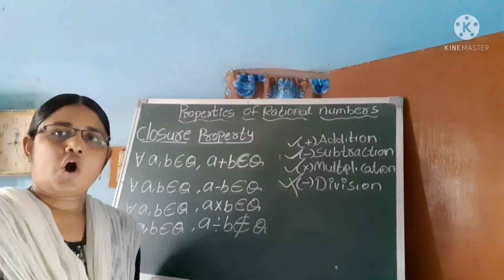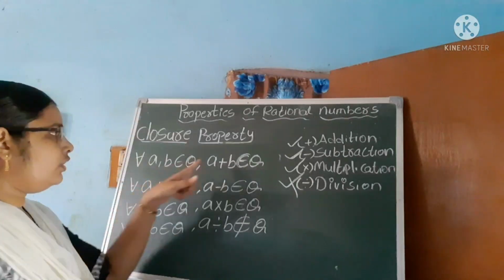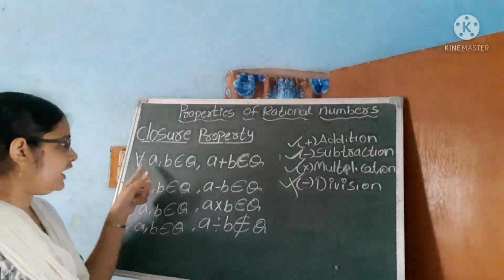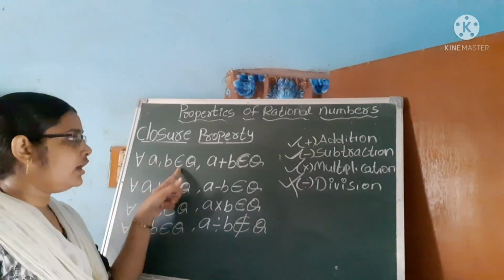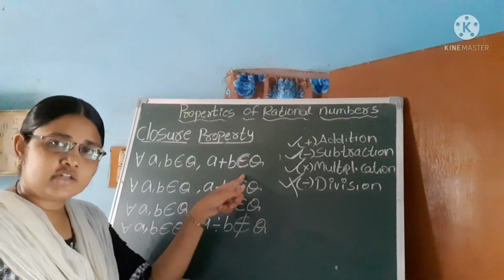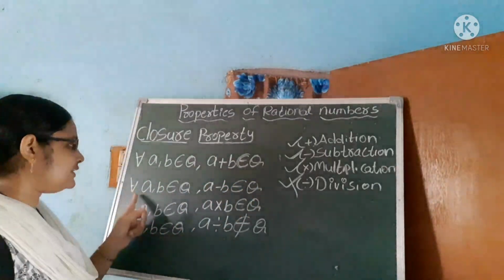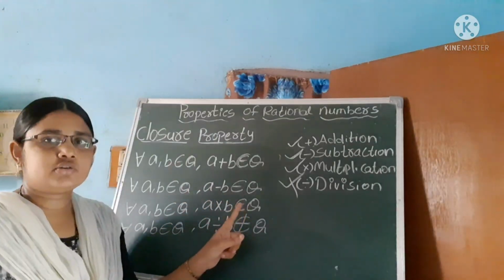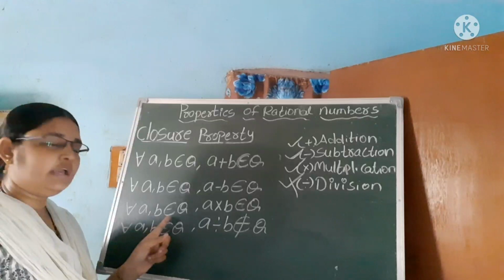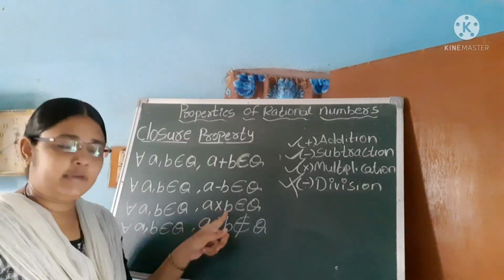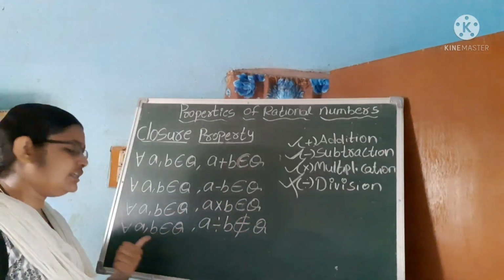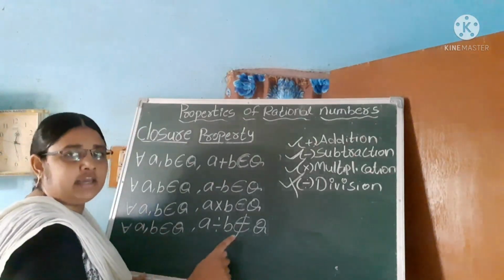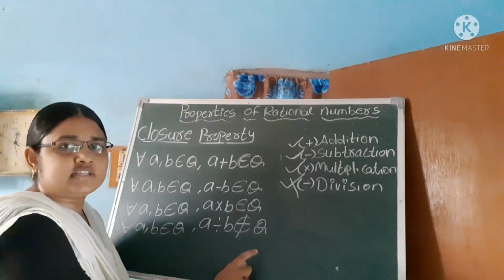We already saw all the binary operations. So, it satisfies addition, subtraction, multiplication. For all a and b belongs to q, a plus b also belongs to q, and same as a comma b belongs to q and a minus b also belongs to q. Here a and b belongs to q, a into b belongs to q. Last condition is division. For all a comma b belongs to q, a divided by b does not belong to q. What is the meaning of this?